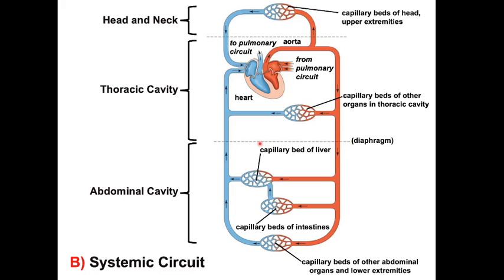Then below your diaphragm, again, it's more complicated than in the previous figure on Friday. Still a simplification. It gives you one capillary bed for most of your abdominal organs and your lower extremities, which is your legs. And it gives you a capillary bed for all of your intestines, your small intestine, your large intestine. It gives you a capillary bed for your liver.